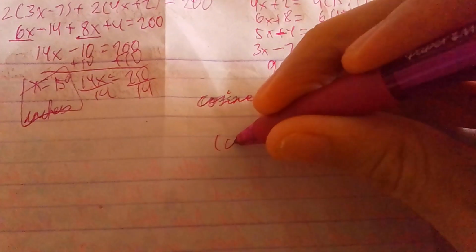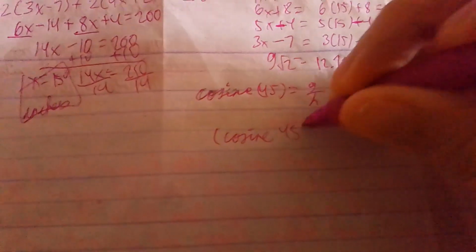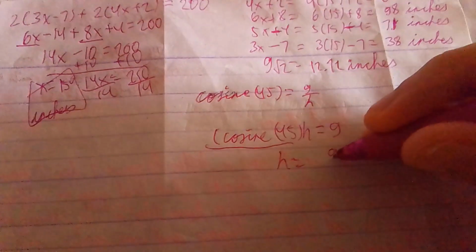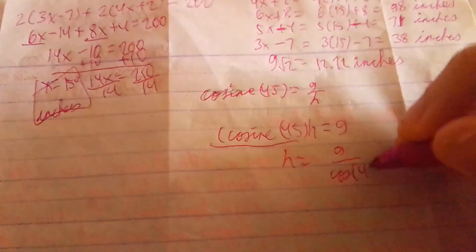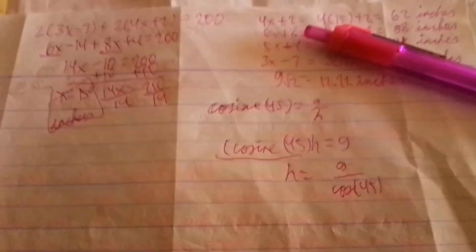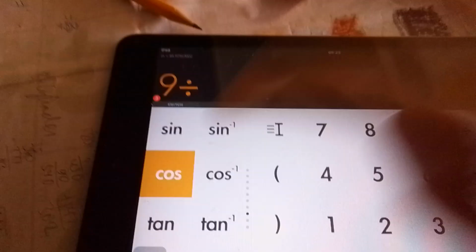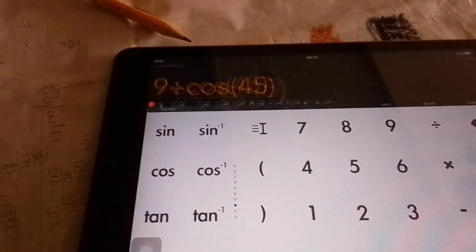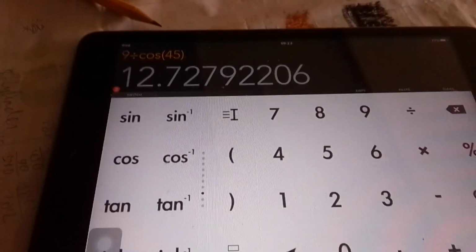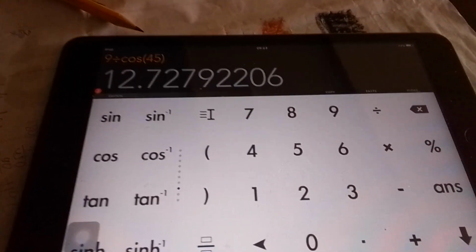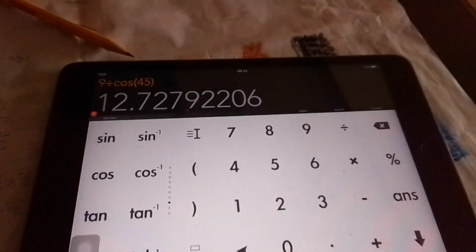What we can do is cross multiplication. So therefore, it will go like this. Cosine of 45 times h is equivalent to 9. Divide both sides by the cosine of 45, leaves you h. So 9 divided by cos of 45. Let's input this on a calculator. So we have 9 divided by the cosine of 45. Did we still get 12.72? Ta-da! Yes, at least SOHCAHTOA works. Thank the Lord Jesus. You got it.